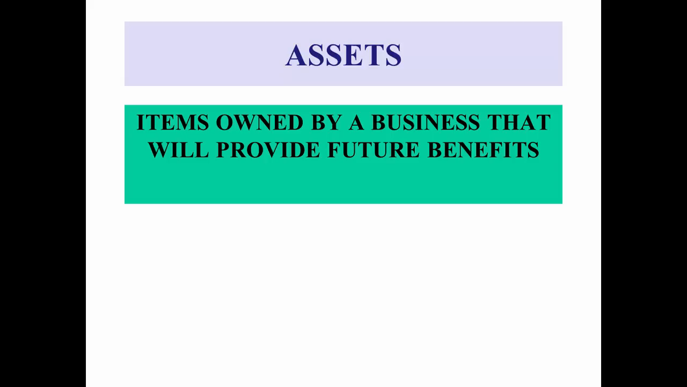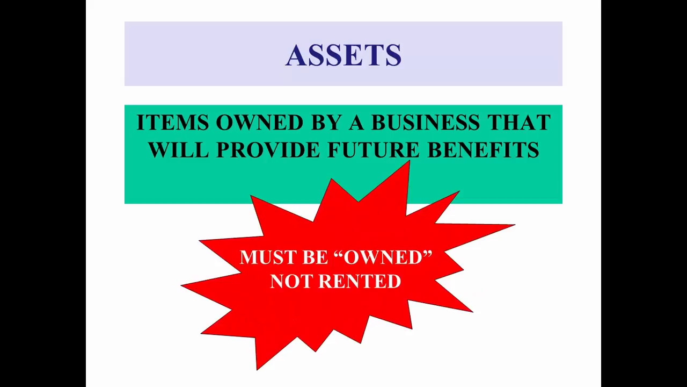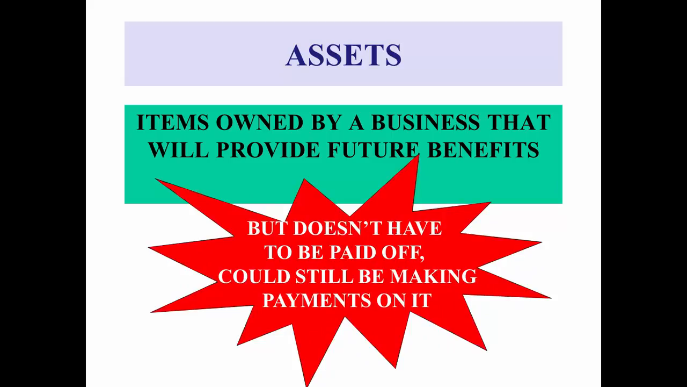First are assets. These are items owned by the business. That's a key word for assets, own. The business owns these things, and they will provide future benefits. They can't be rented. Something has to be owned. However, you can finance it.